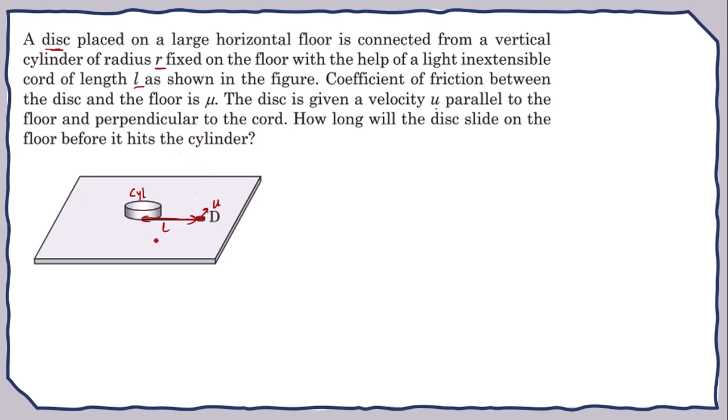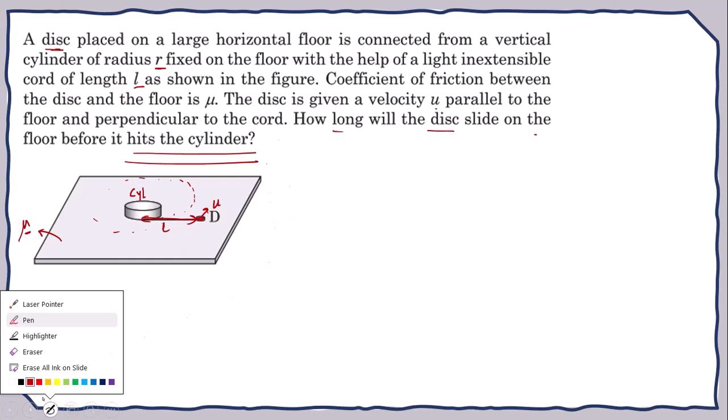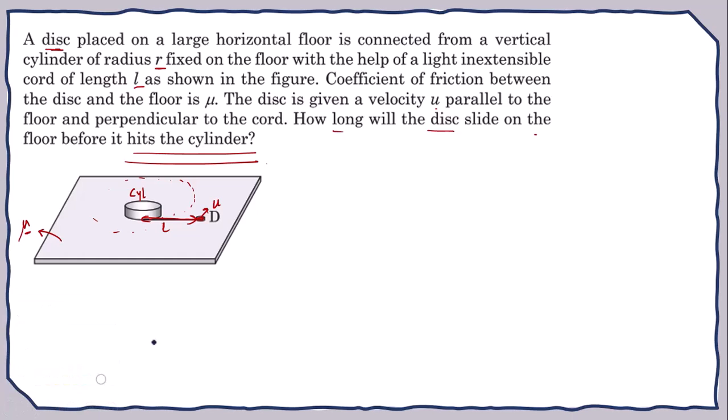So ultimately what happens, the disc will try to rotate about this cylinder. Ultimately you are asked to calculate how long the disc will slide on the floor before it hits the cylinder. Now in the entire floor, a coefficient of friction mu is given. So ultimately because of this mu, the particle will slow down. Now try to visualize the entire figure from the top view, so that will give a better understanding.